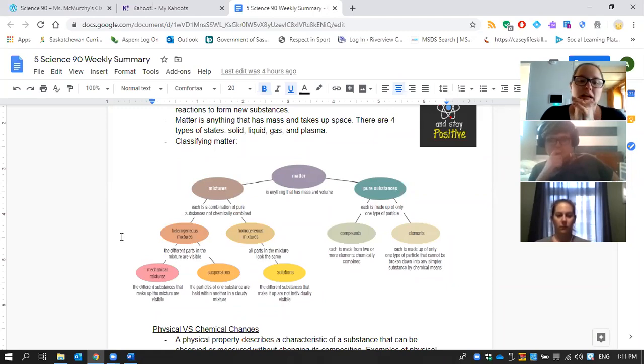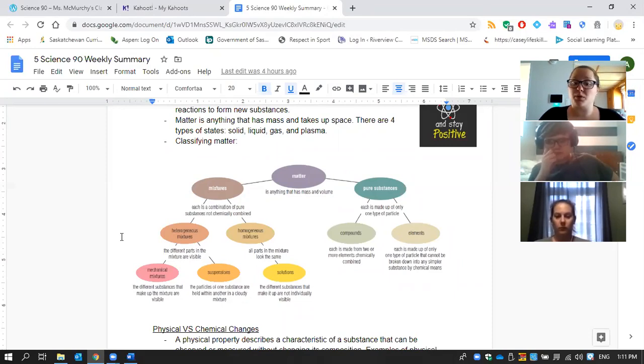All right. So homogeneous mixture, we can also do a subcategory of solutions. A solution is basically different substances that make it up and are not individually visible. One common question is, what's the difference between a homogeneous mixture and a solution? That's a good question.